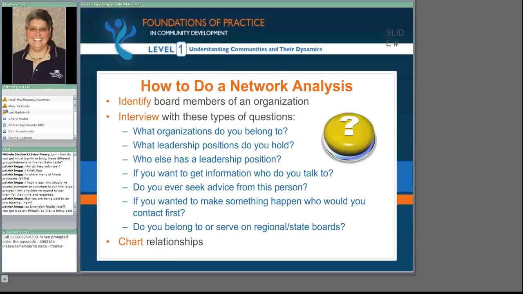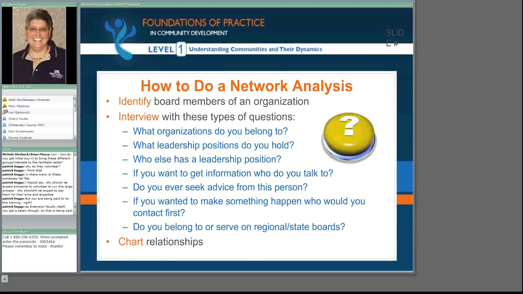What you do is you begin by identifying who are the board members, and then you ask them for an opportunity to have a conversation with them. And you interview them around these types of questions, although you can build your own too. What other organizations do you belong to? What leadership positions do you hold? Who else holds a leadership position in those or in this and other organizations that you belong to?